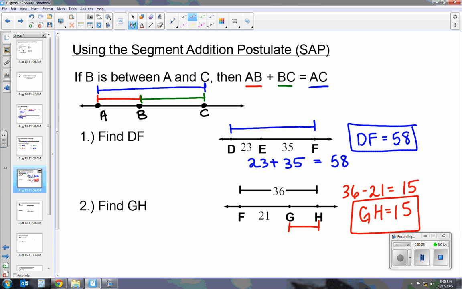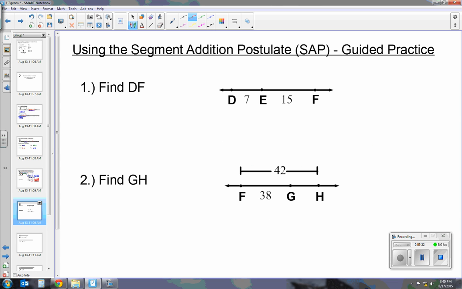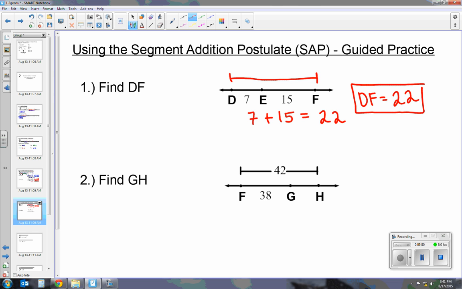All right, so let's do two more examples on these. Number one says find the measurement of DF, and DF on this one is the whole. So we can add our two parts together, 7 plus 15, and then we get 22. So the measurement of DF is 22.